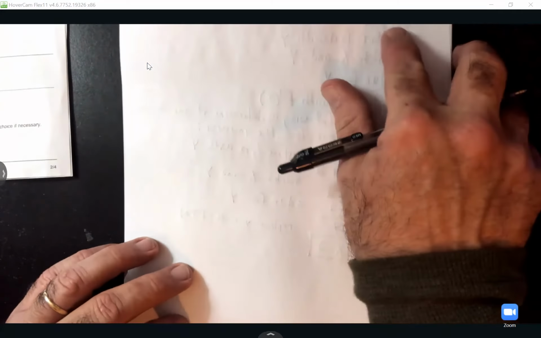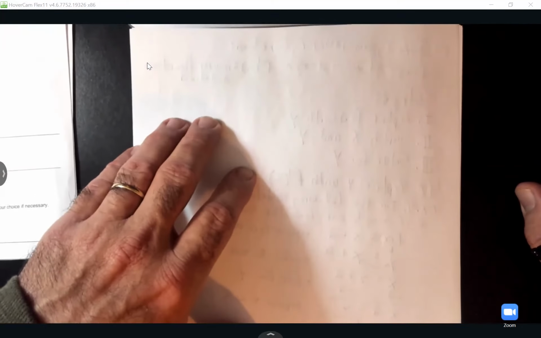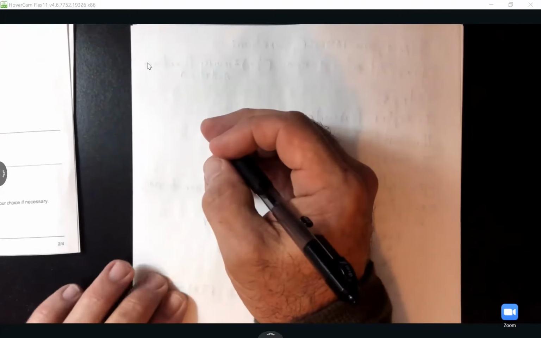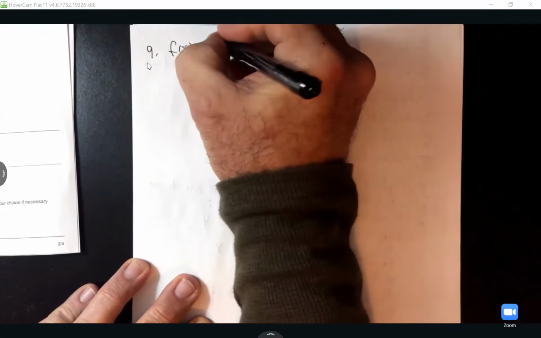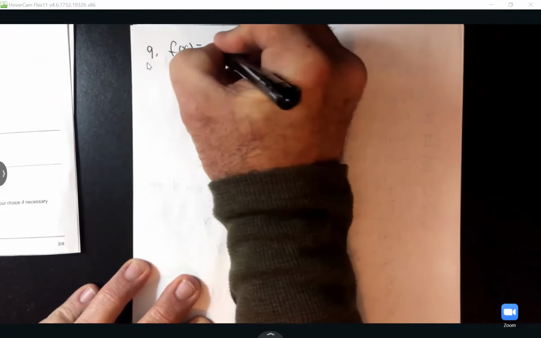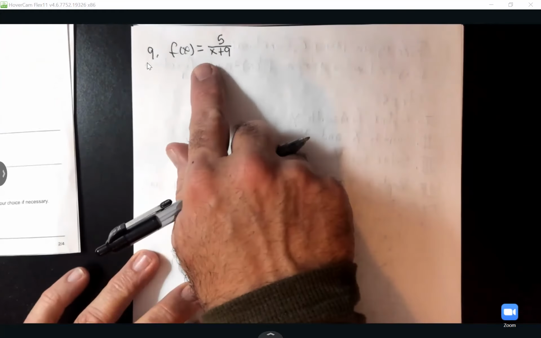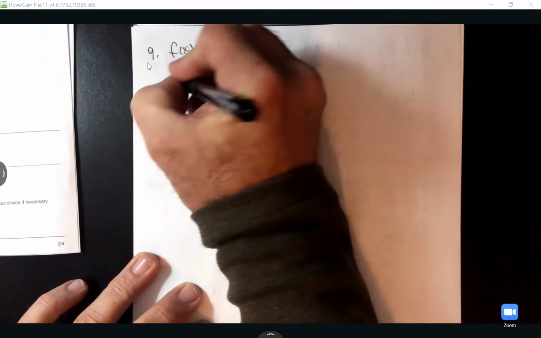All righty, so let me turn over for our next. And move this back up. All right, so I'll skip 8. It's the same thing with a line. So I'm going to go to y'all's number 9. 9, we have f of x equals 5 over x plus 9. So it's definitely 1-to-1. So we're going to find that inverse. So the first thing you're going to do, replace that f of x with a y.